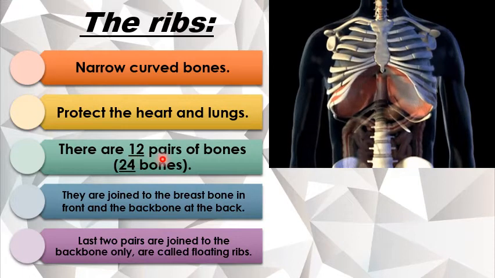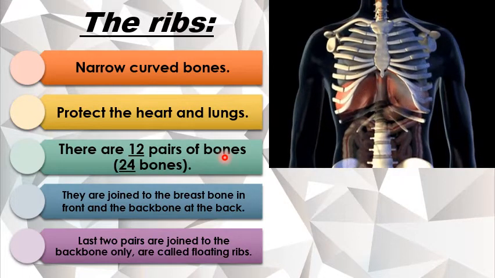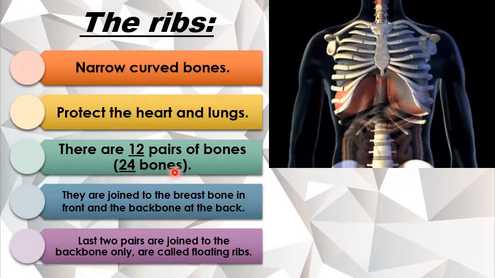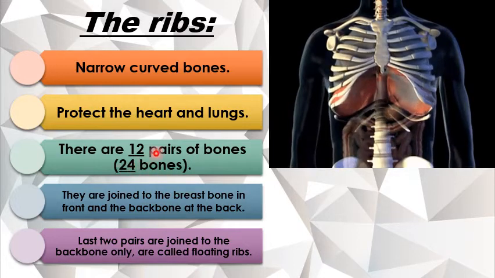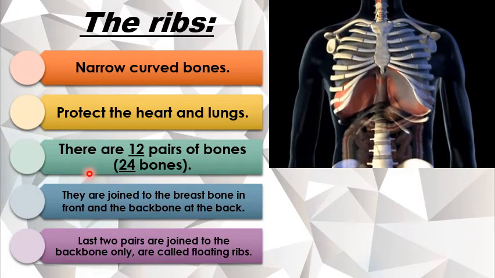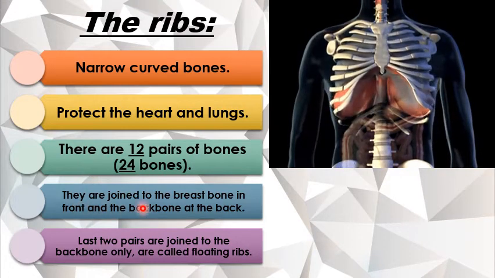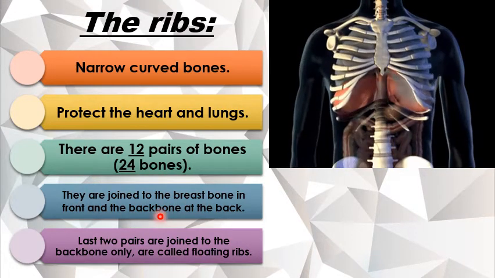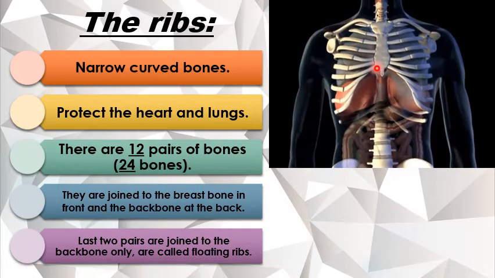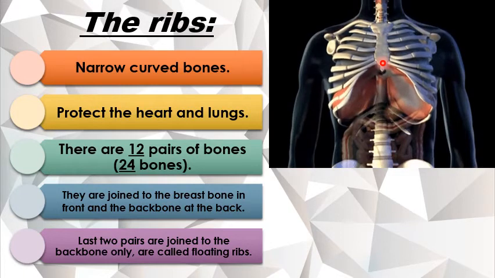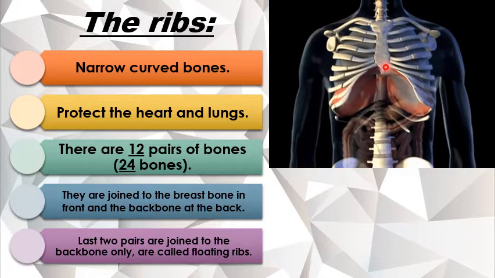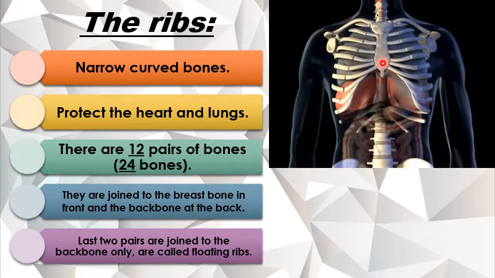There are 12 pairs of bones in the rib cage, or the total number of ribs in our body is 24. If we talk about pairs, 12 pairs are there and the total number of bones is 24. They are joined to the breastbone in front and the backbone at the back. This is the breastbone, also known as the sternum. All the ribs are attached here from the front. It is attached to the breastbone.